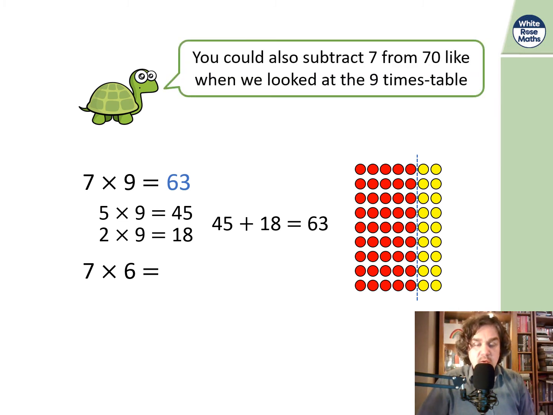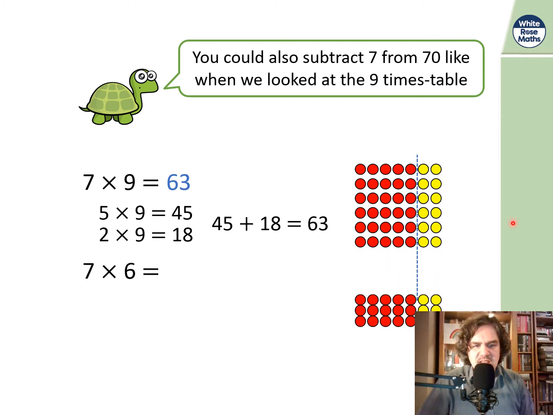You could also use the method where you subtract 7 from 70, just like we did when we looked at the 9 times table. So 7 times 10 would be 70, then we take away 1 lot of 7 to give us 63.